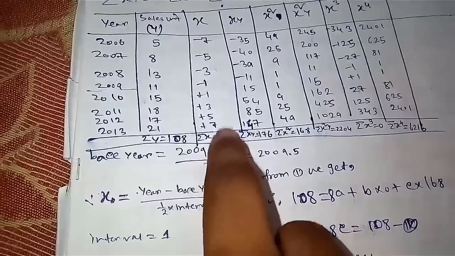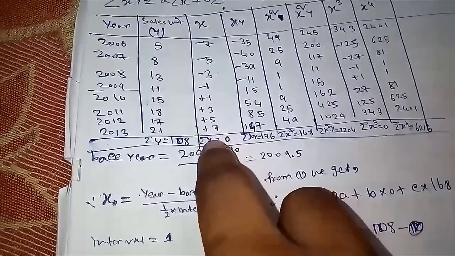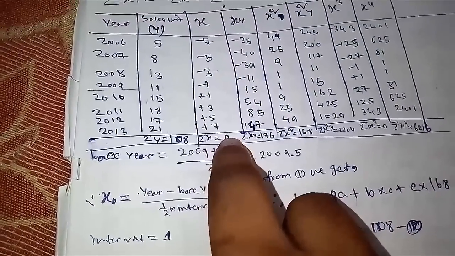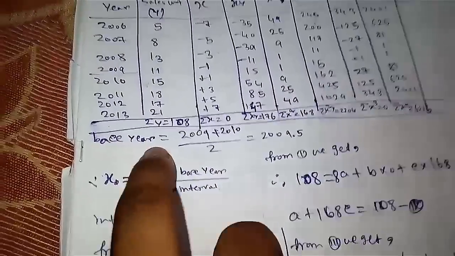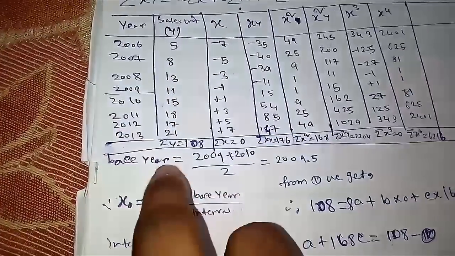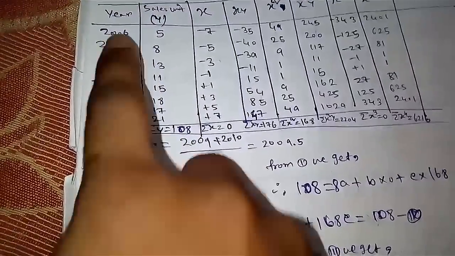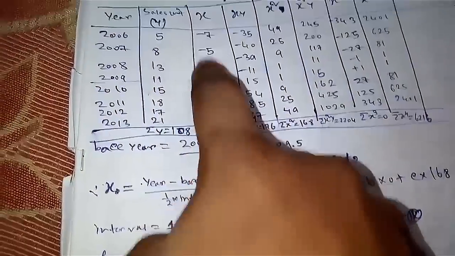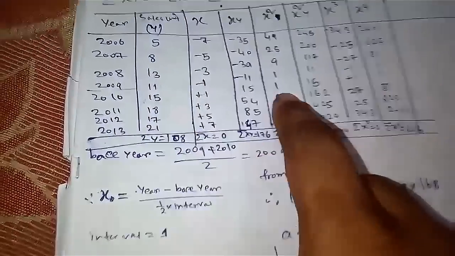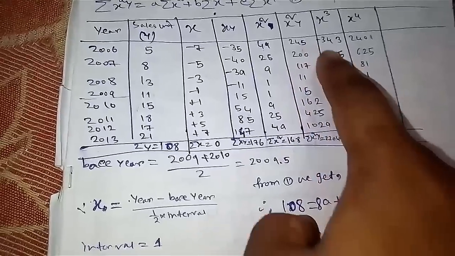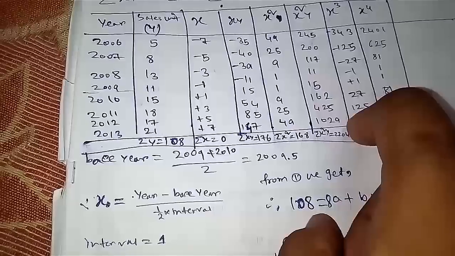If we calculate the summation of x, we will get 0. Why are we getting 0 here? Because we are taking the base year, the middle of all these years. As this is the middle of all these years, summation x will always be 0, and summation x cube will also be 0, because the values are symmetric.